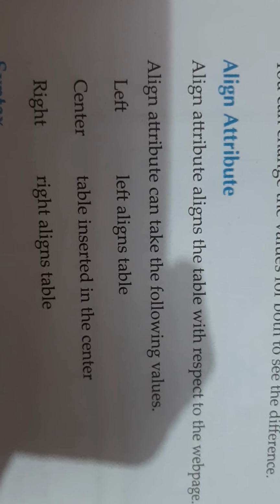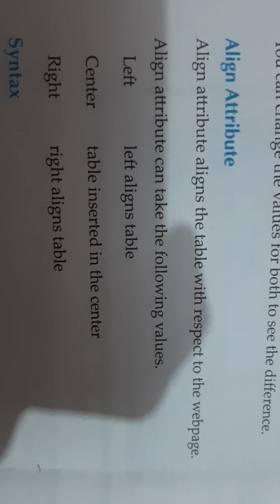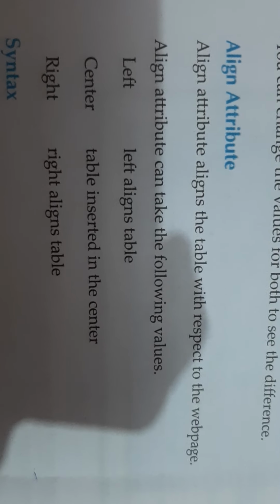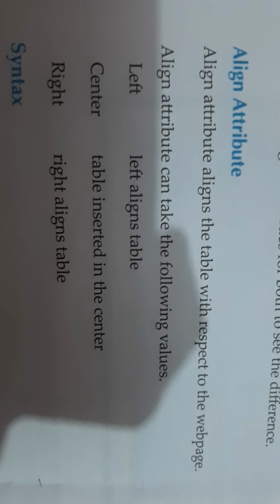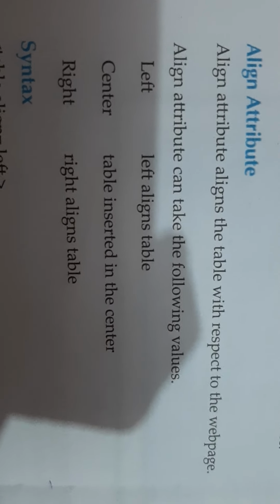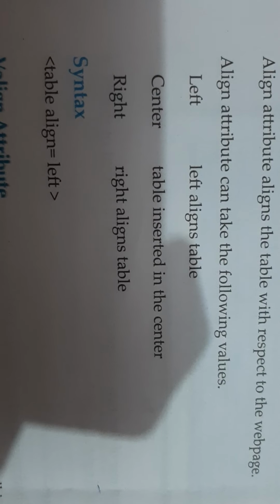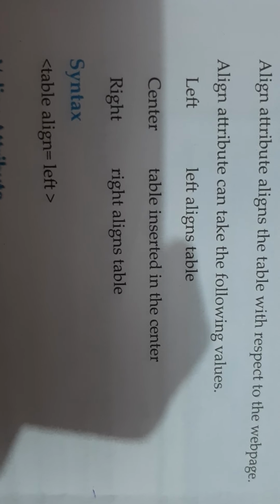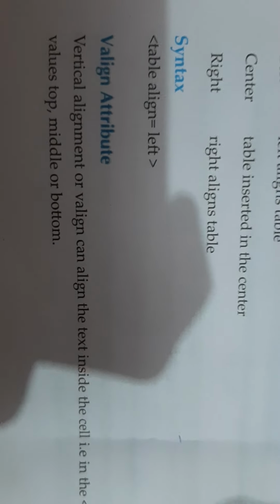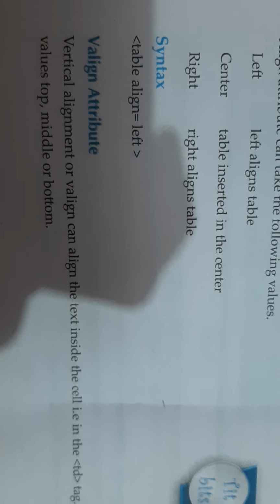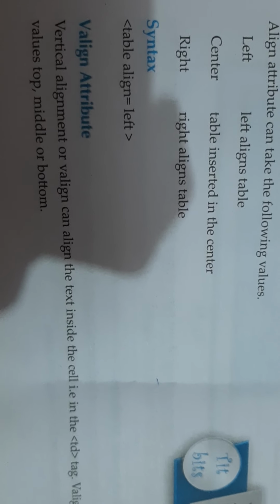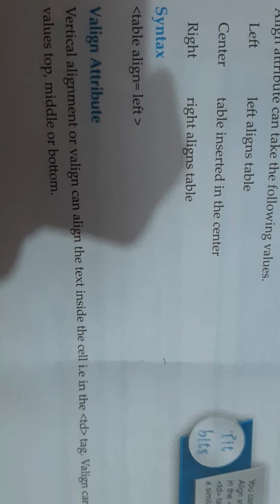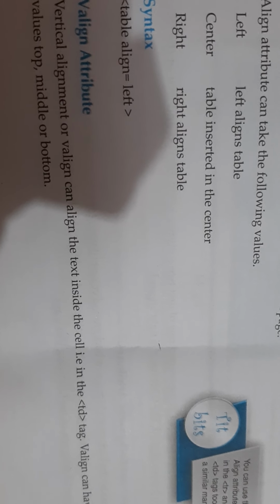Next attribute used with table tag is the align attribute. Align attribute can take three values: left, center and right. Its syntax is table align equals to left or right or center. Next attribute is vertical alignment. Vertical alignment can align the text inside the cell in the TD tag. Its values are top, middle or bottom.